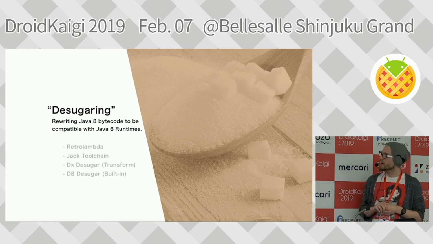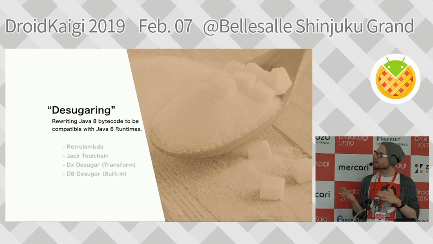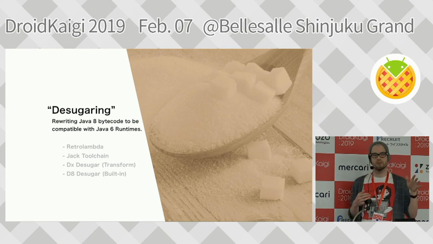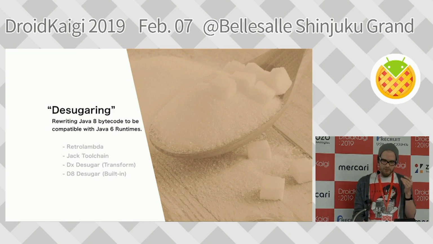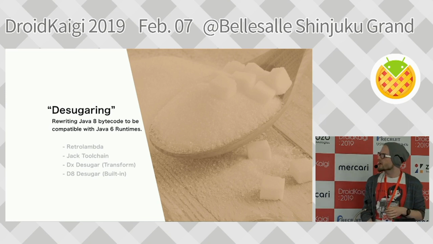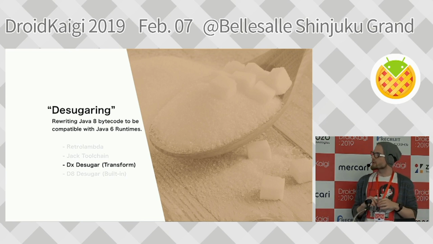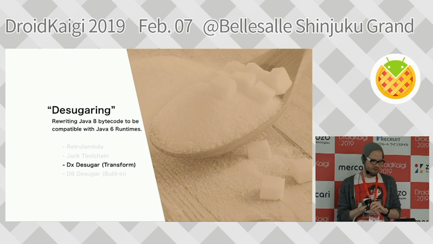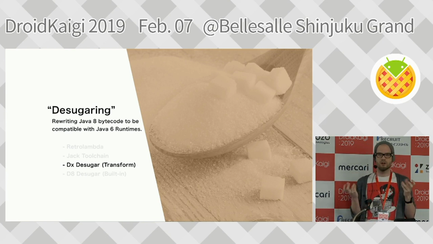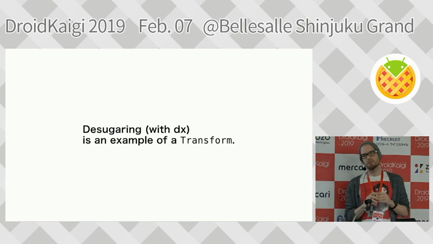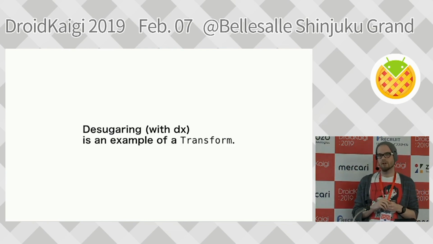And over the years, we've had a couple of implementations of this in Android. We used to use a different tool called Retrolambda. We don't need that anymore. And right now, it's actually built into the new Dexer, which is called D8. But it's not about D8 so much, but about this implementation here, the one we had before. It was part of a thing which was also called desugar, and it was a transform. So desugaring before D8 is an example of a transform.